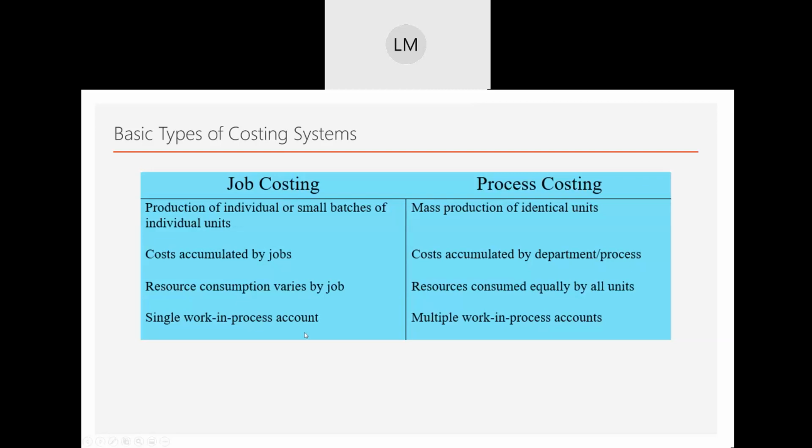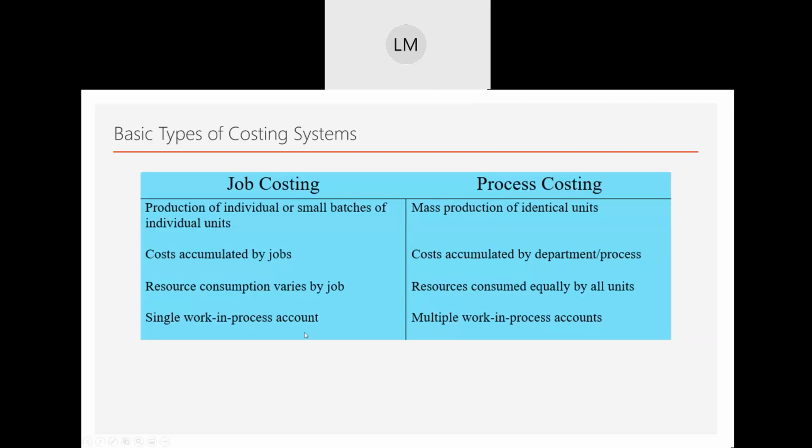In job costing, costs are accumulated by jobs, whereas in process costing, we accumulate costs by department or processes. In job costing, resource consumption varies by job. Some jobs will consume more resources than others, whereas in process costing, we're under the premise that resources are going to be consumed equally by all units. In a bottle of ketchup, there's going to be the same amount of tomato, same amount of salt, same amount of everything that goes into making that bottle of ketchup.